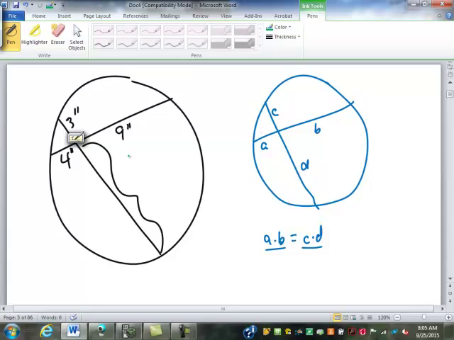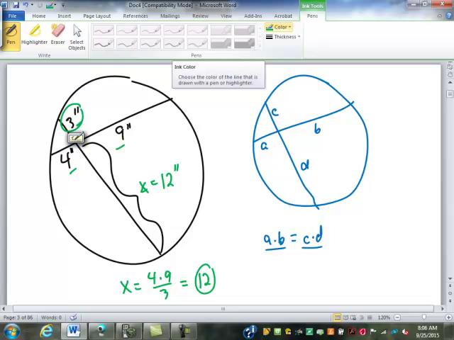So over here, to find this, if I call that X, 3 times X equals 4 times 9. In other words, X is going to equal 4 times 9 divided by 3. So X will have to be 12 inches. Always going to be the same way. Well, if this is 3, yes, it will be. I could move it. Let's see. I move it like this.